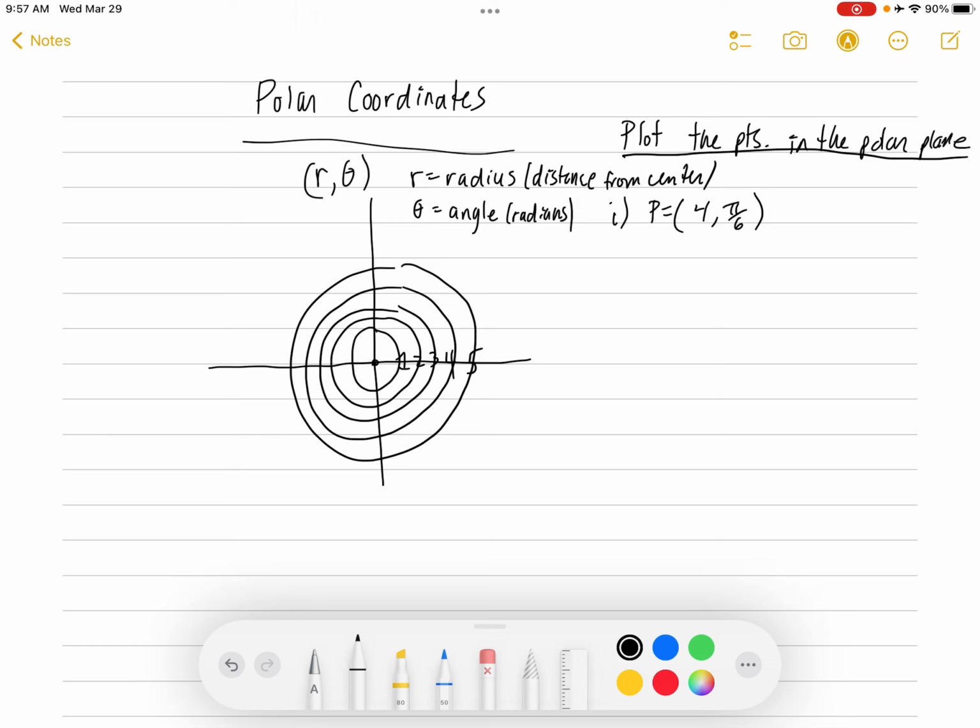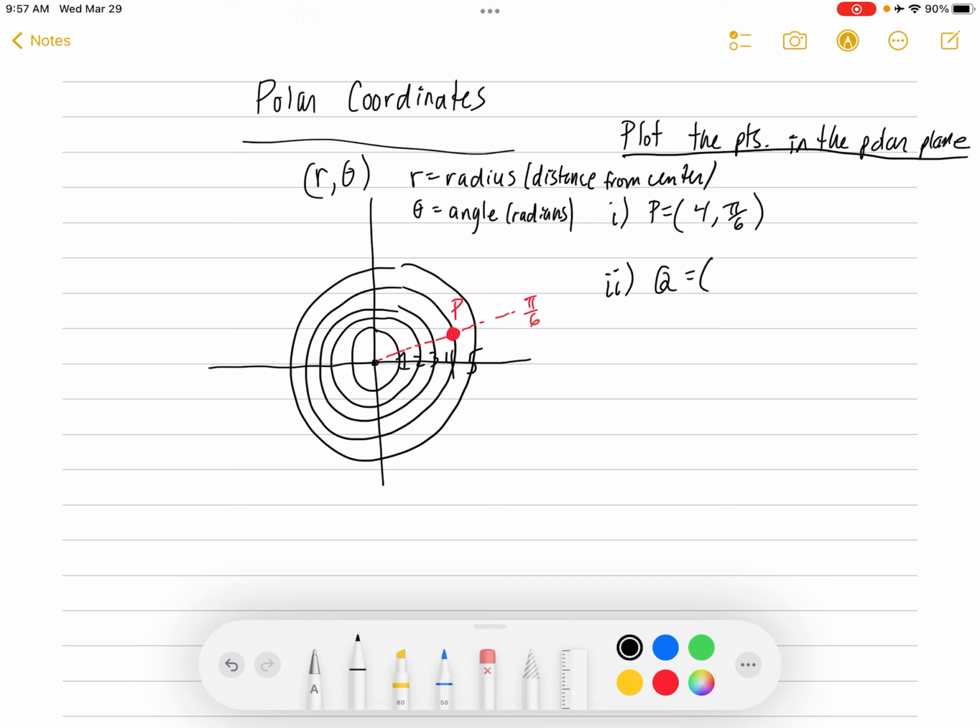So when I do 4, pi over 6, that means I have to end up going to pi over 6. Pi over 6 is 30 degrees, so that's like right about here. Let me get that in red. There's an angle of pi over 6. And I'm going to put down a radius of 4, so a distance of 4. So here's my point right there, my P.